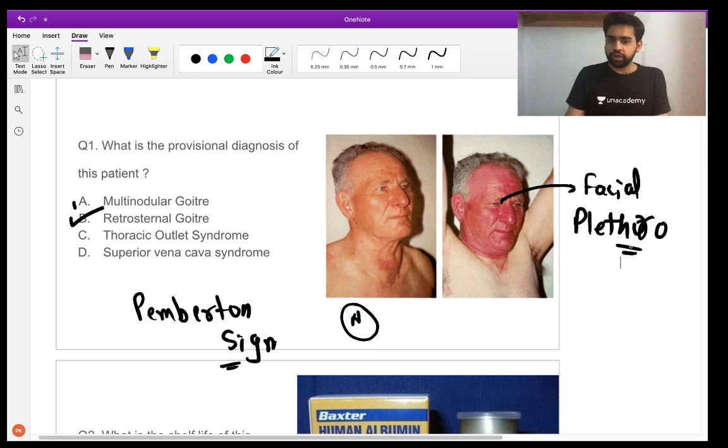Right, so let's move on to the next question. Okay, so this is a Pemberton sign which you see in the retrosternal goiter. Now, moving on to the next question.